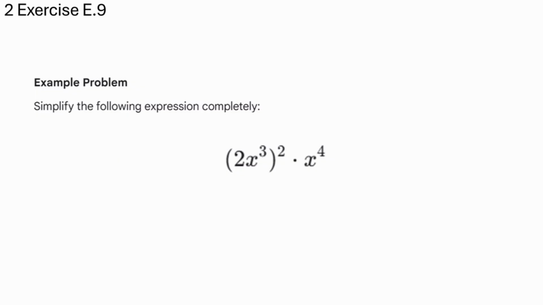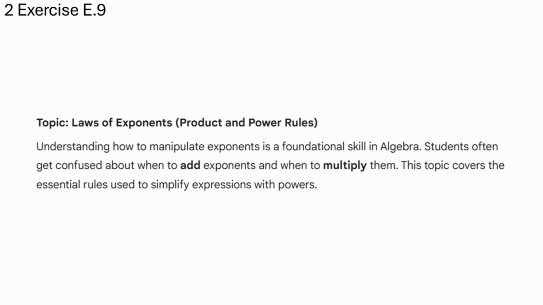Example problem. Simplify the following expression completely. The quantity 2x cubed, all squared, times x to the fourth. Our topic: laws of exponents, product and power rules.